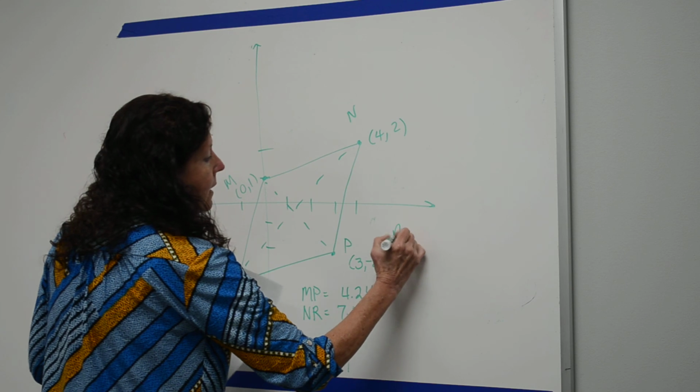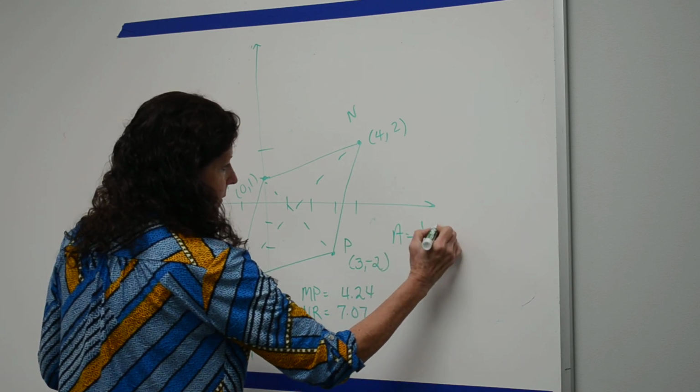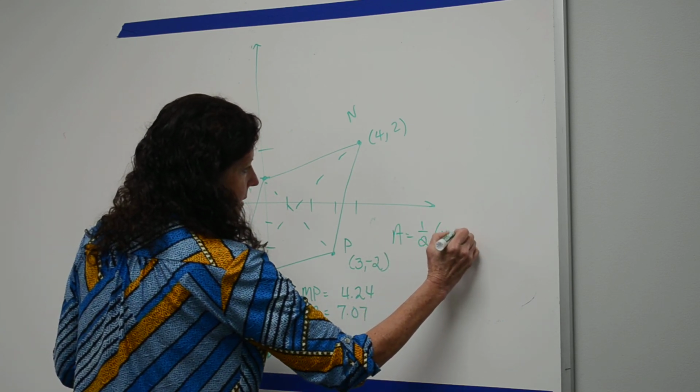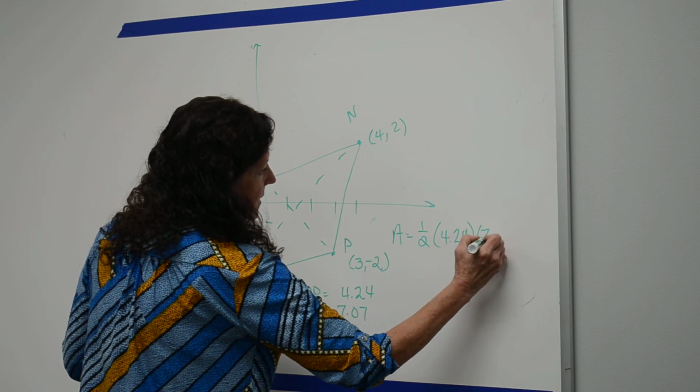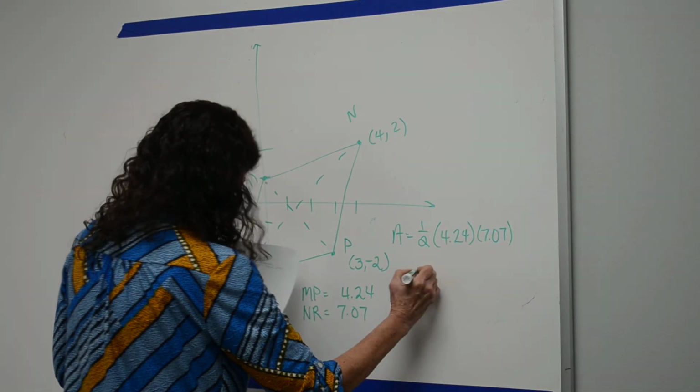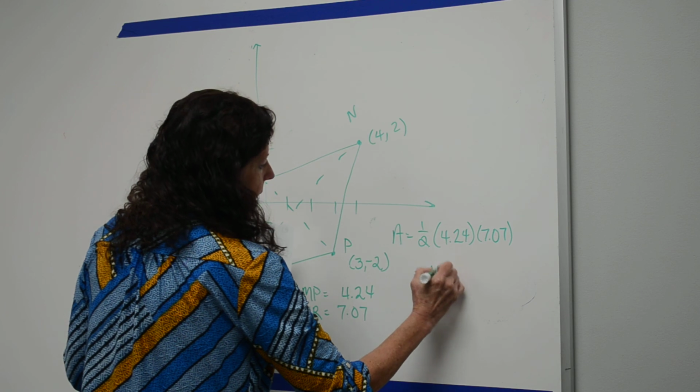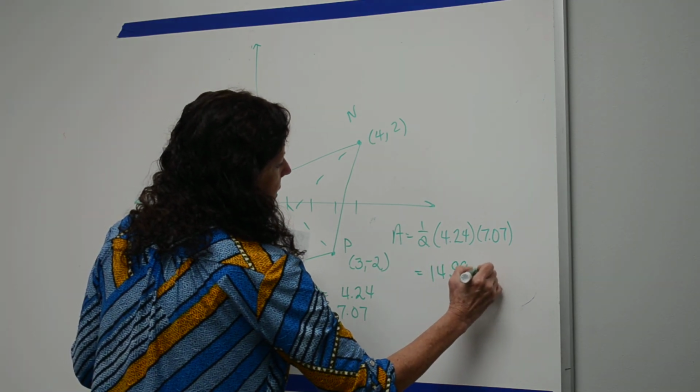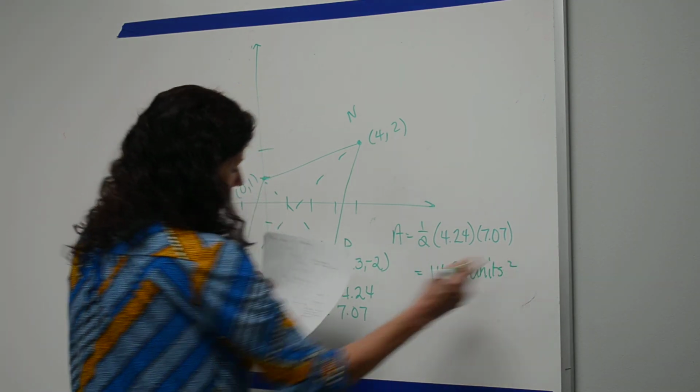Okay, so the area is equal to 1/2 4.24 times 7.07, giving me 14.99 units squared.